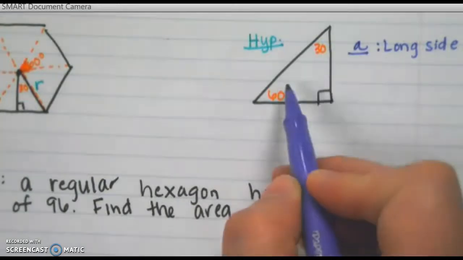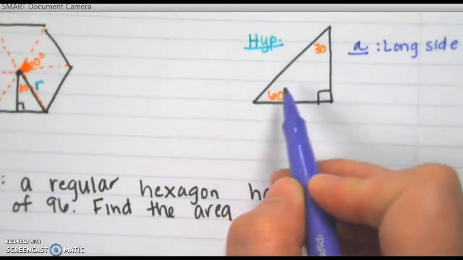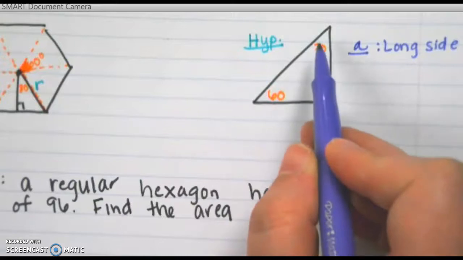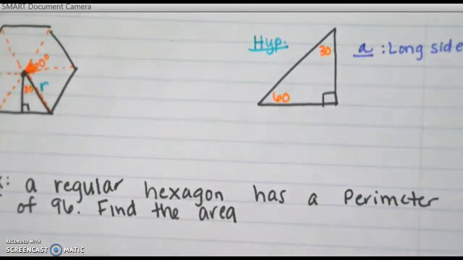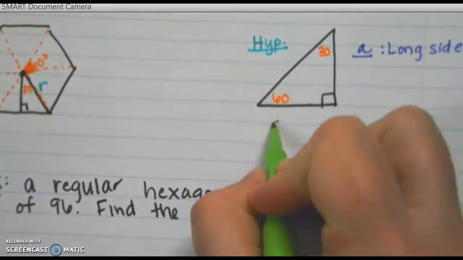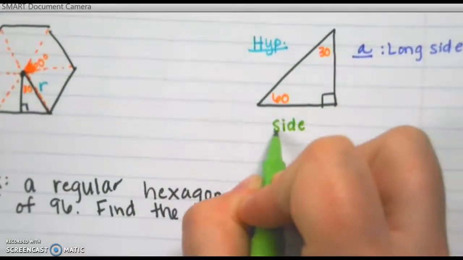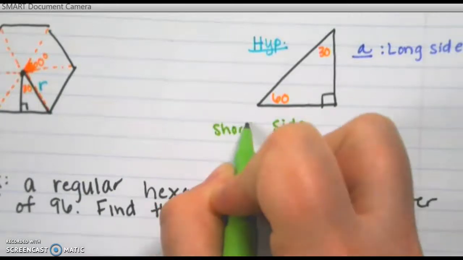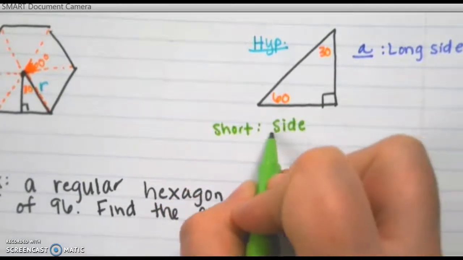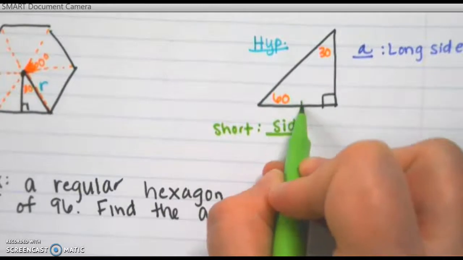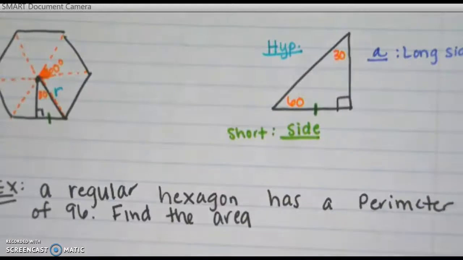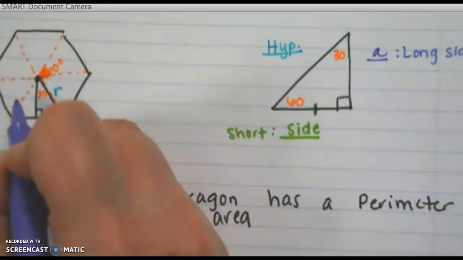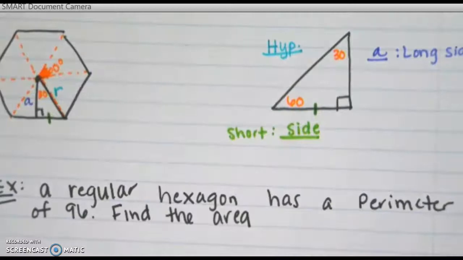Because it is across from the 60 degree angle, it will make that side bigger than the side across from the 30 degree angle. The 30 degree angle is across from this, which is basically going to be like the side of the shape, but this is the short side. But that 30 degrees here, I'm just going to put a little tick mark on it. That would be coming from there. And this is your apothem.